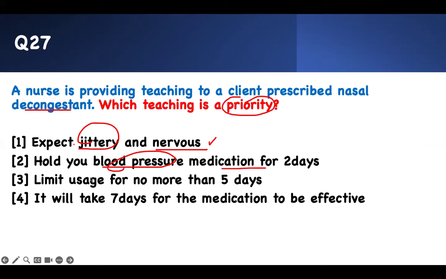You should not hold your blood pressure check because it can make your blood pressure high. You should limit use to 5 days, because after 5 days, even though it's a decongestant, it causes vasoconstriction and rebound, and it prevents mucus secretion in your nose, and you feel much better.